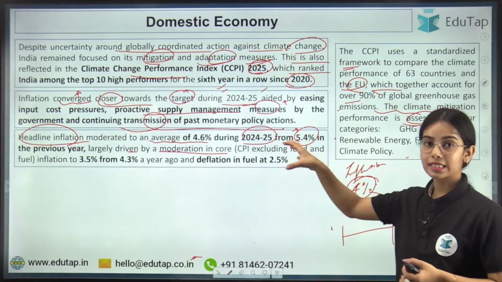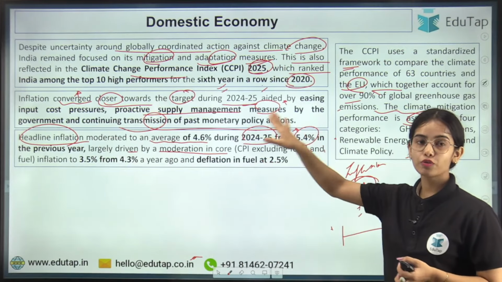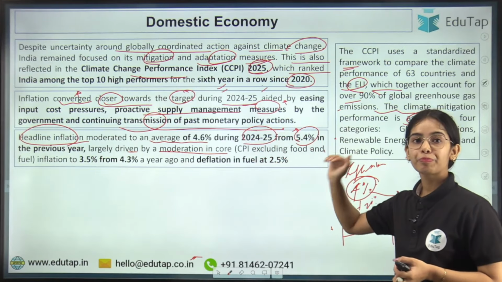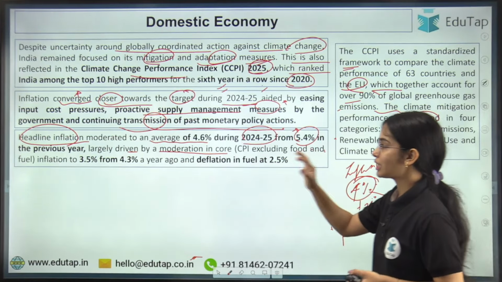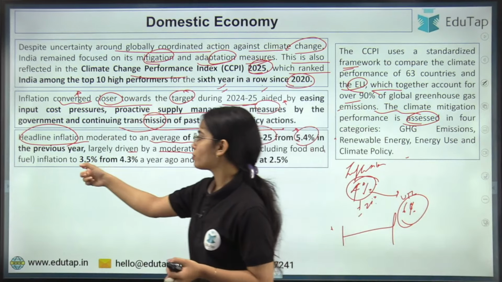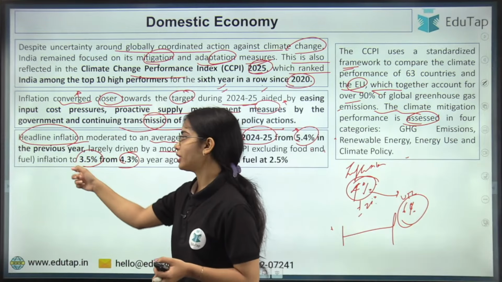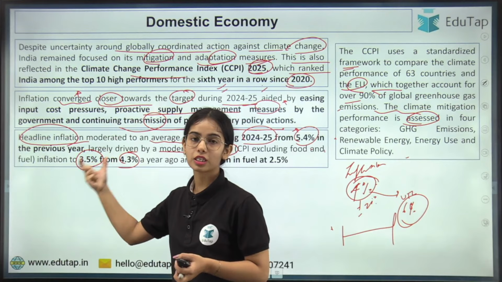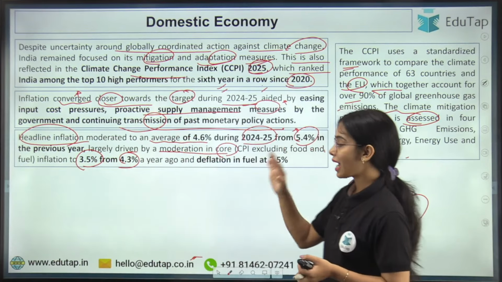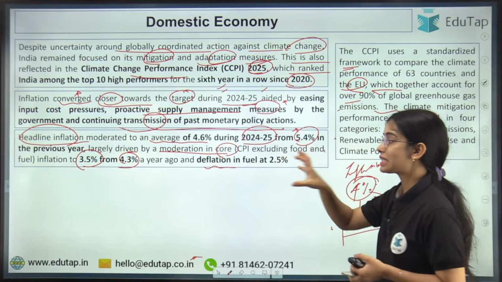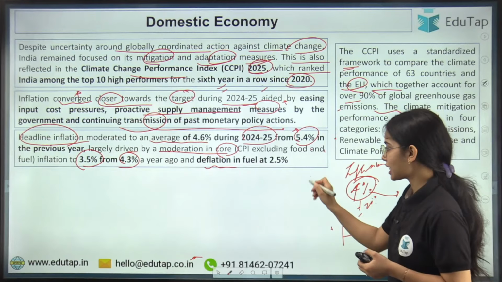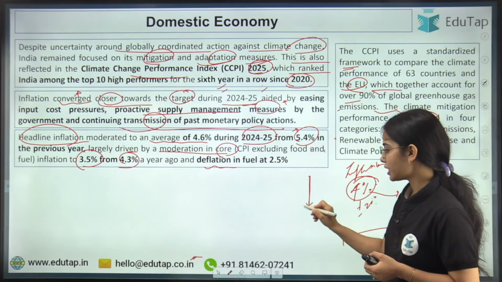So the inflation has decreased from 5.4% to 4.6% in our country because of the decrease in the core inflation from 4.3% to 3.5%. So core inflation decreased to 3.5%. As well as there was deflation. Deflation means when the prices are decreasing.